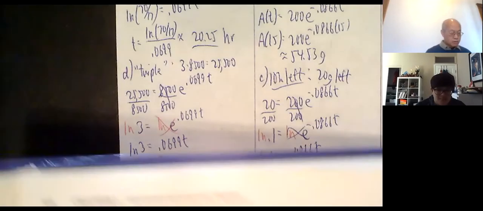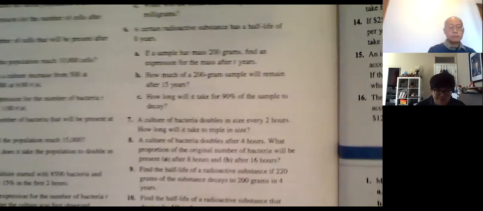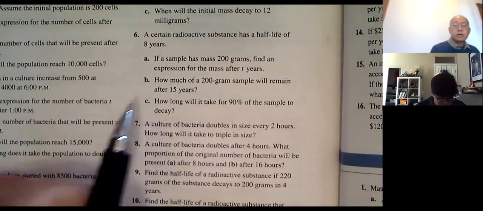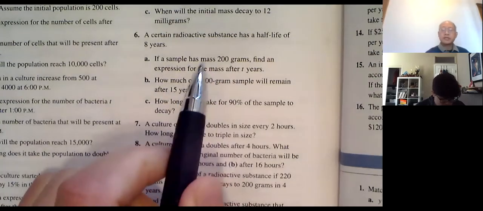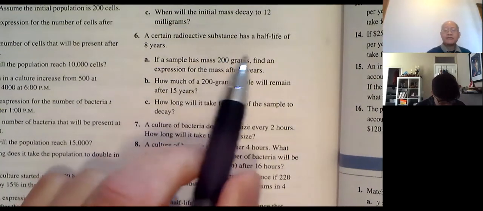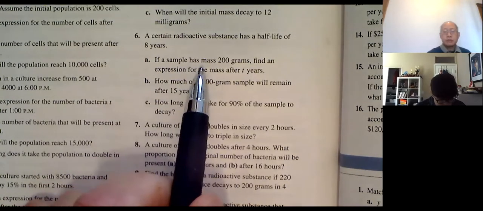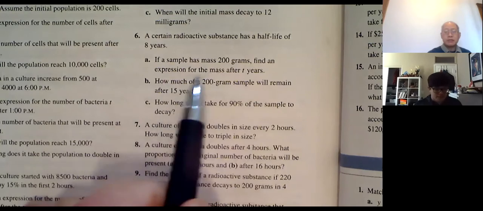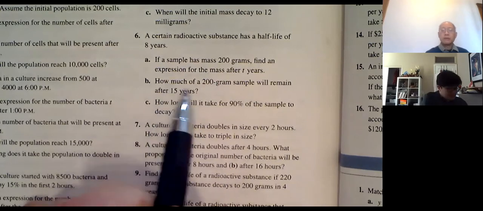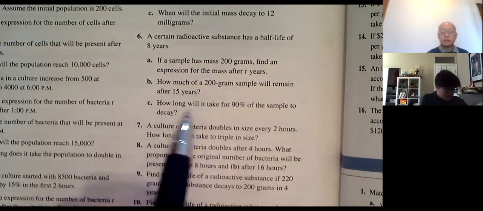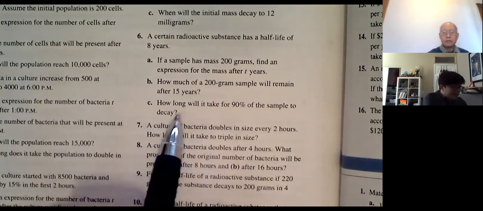Okay, let's move on to number 6. A certain radioactive substance, so this is decay now, has a half-life of 8 years. If a sample has 200 grams of mass, find an expression for the mass after T years. How much of a 200-gram sample will remain after 15 years? How long will it take for 90% of the sample to decay?